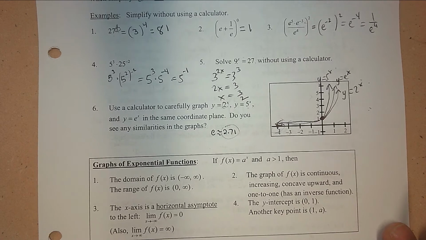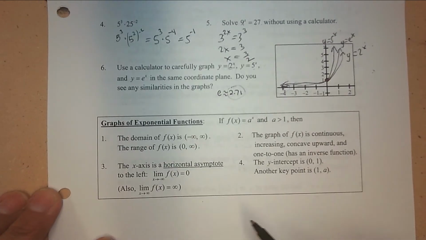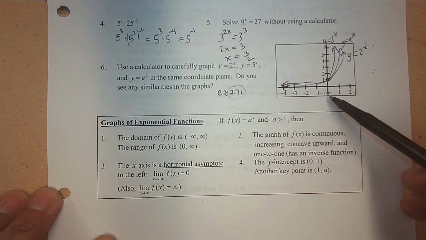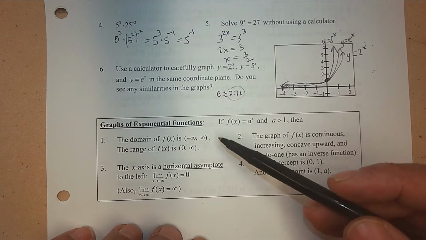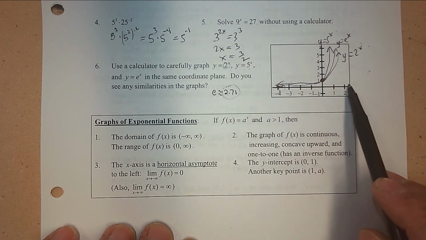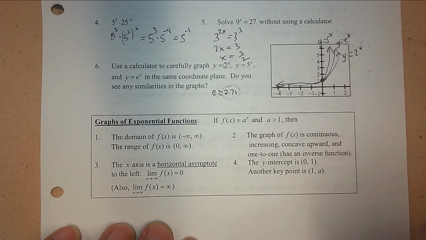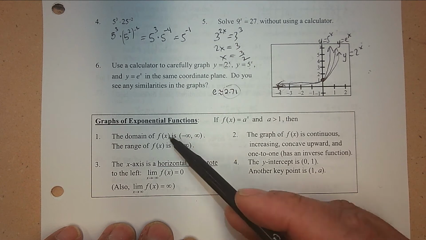All right, let's look at some points about graphing exponential functions. The domain is all real numbers. That means negative numbers, 0, positive numbers, they all work. But the range, you can see the horizontal asymptote. You'll never get the answer 0 or a negative number. So that means the range is greater than 0, or from 0 to infinity, where 0 is not included.